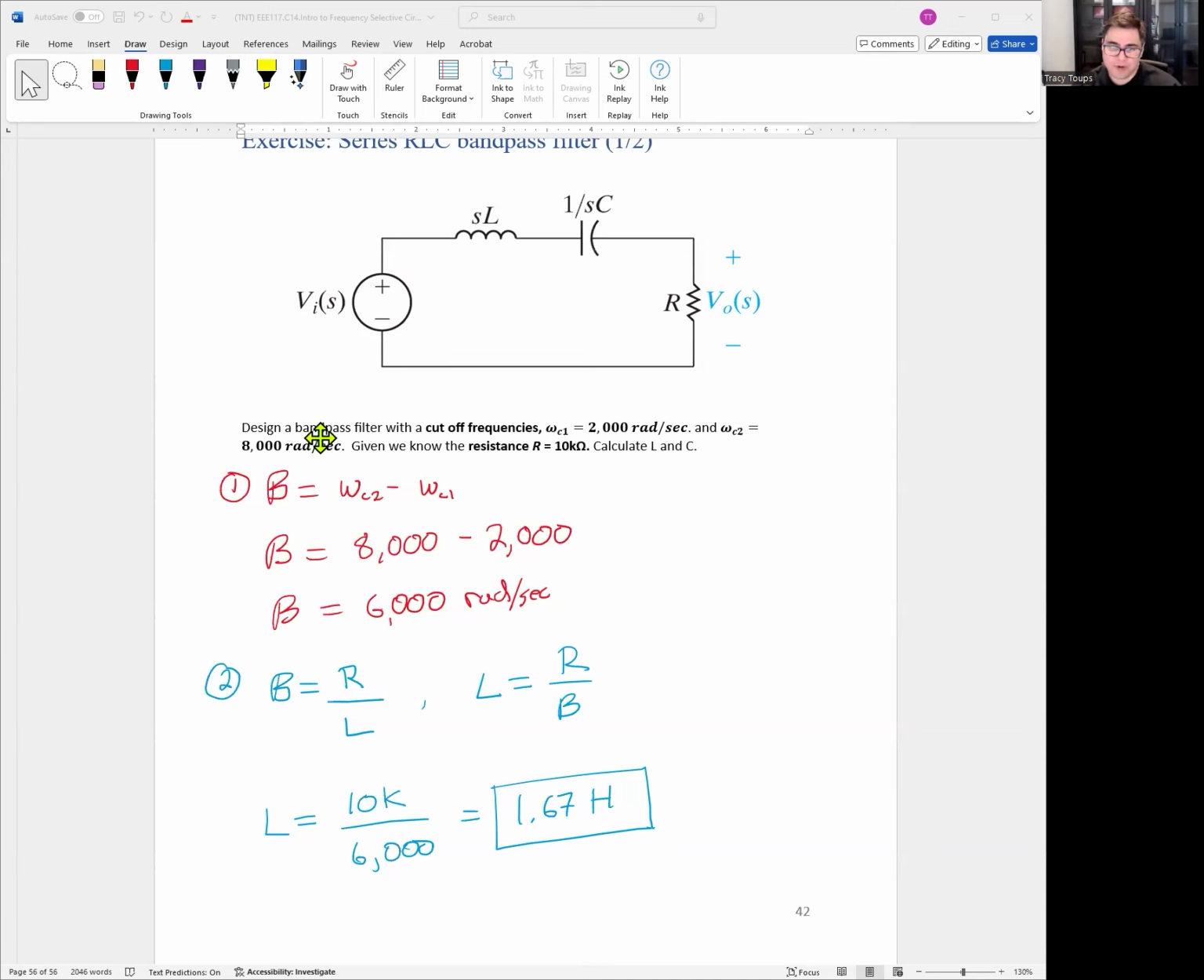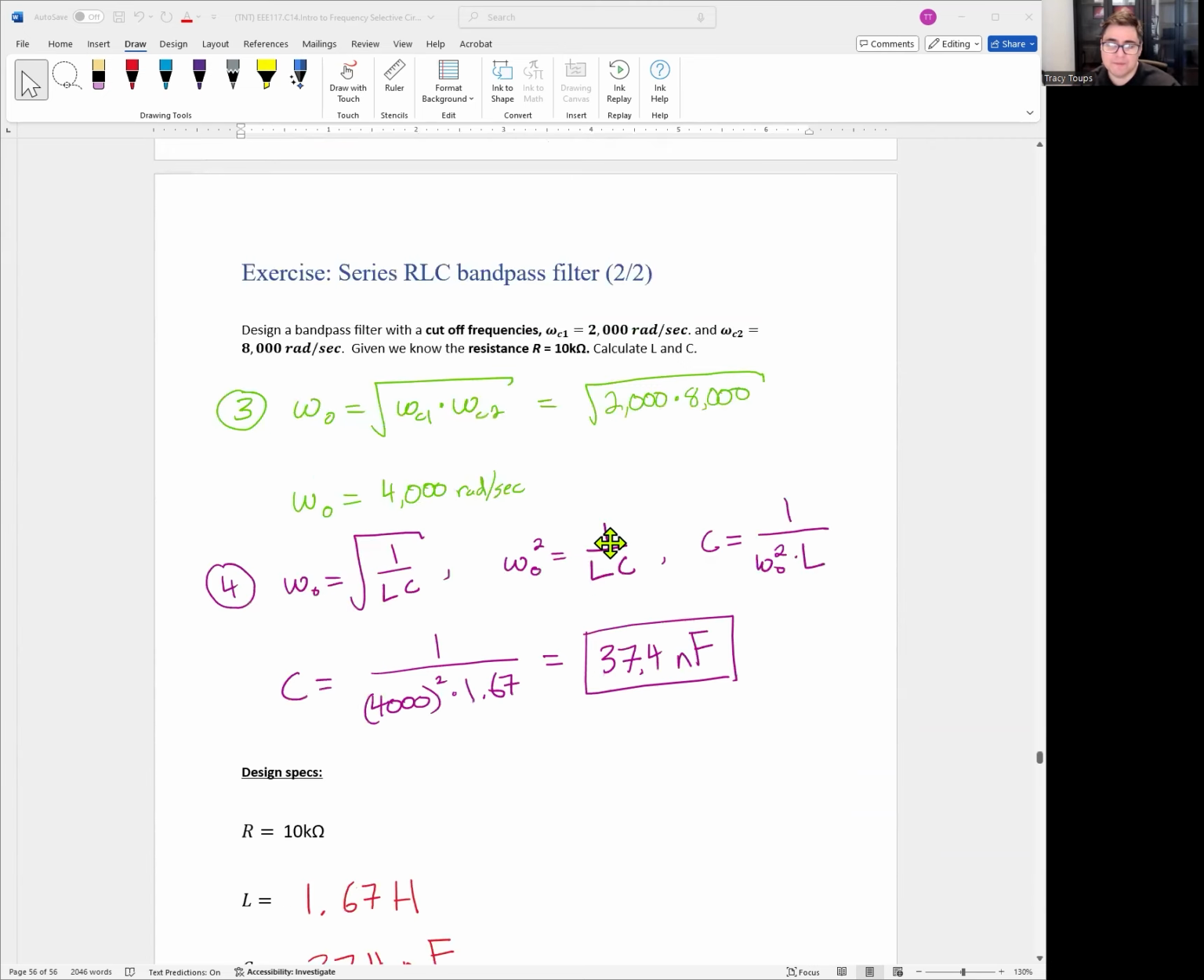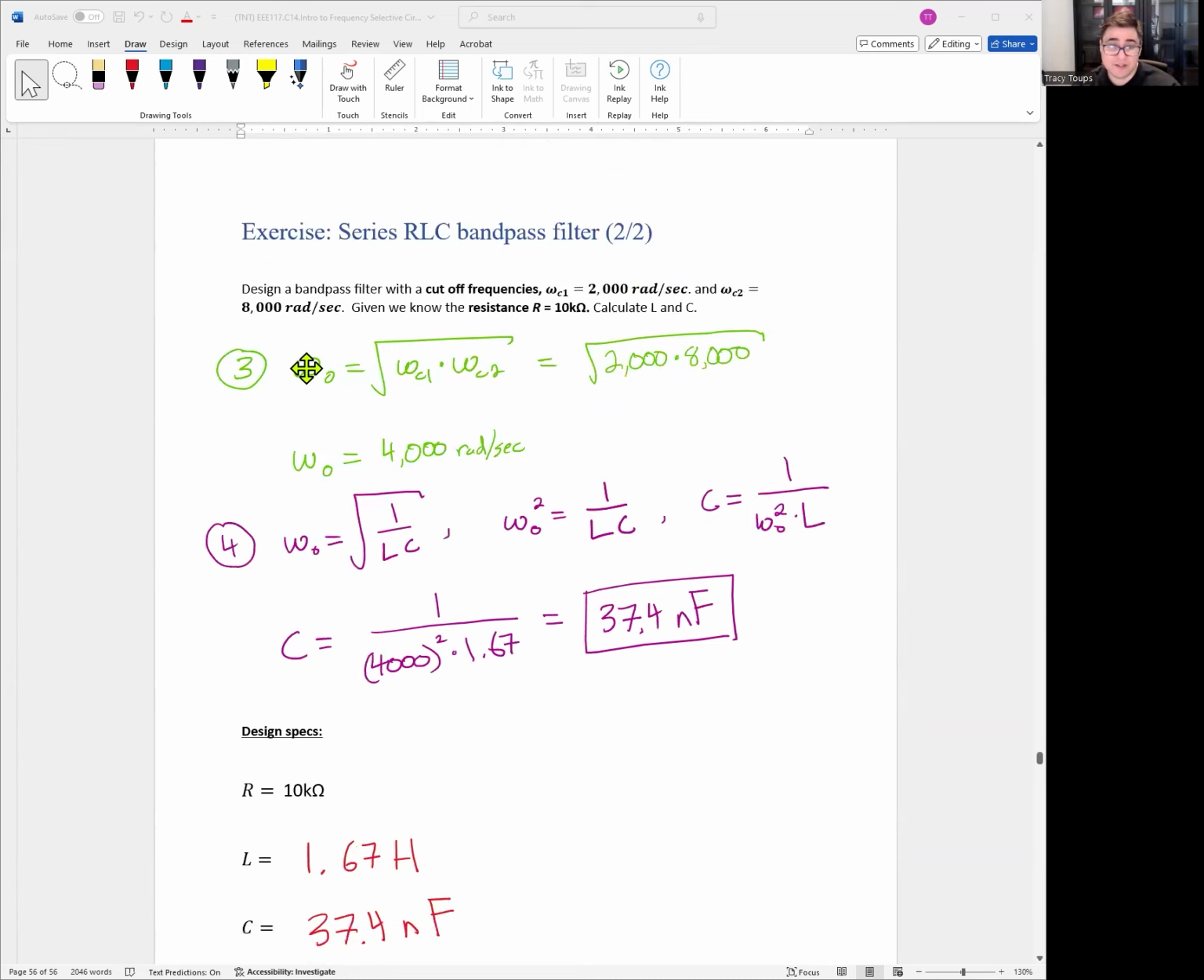Now we have the bandwidth, and we already have a resistor given to us. So we can just do some basic algebra to find out the inductance L is 1.67 Henry so far. Okay, so we have the L, we have the R already, we need to figure out the C. The next thing I do is I find the center frequency, that's just the square root of lower cutoff frequency times upper cutoff frequency, which is 2,000 times 8,000. Multiply them together, square root them, and our center point frequency is 4,000 radians per second.